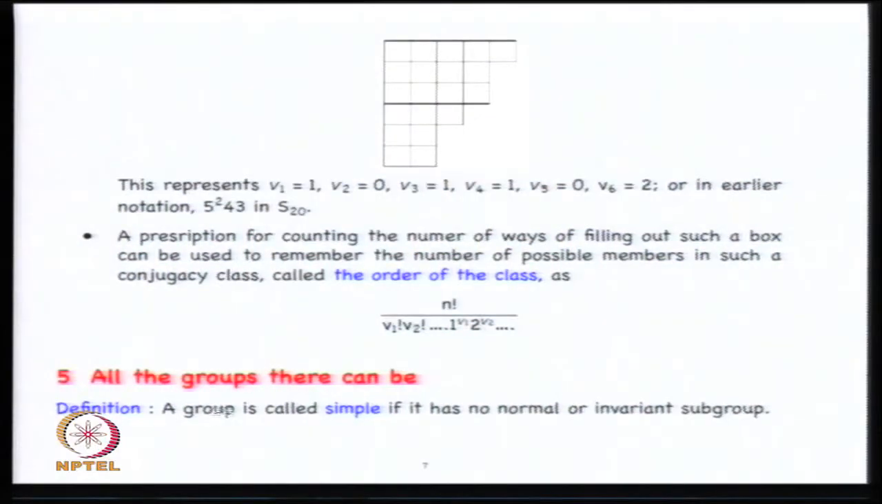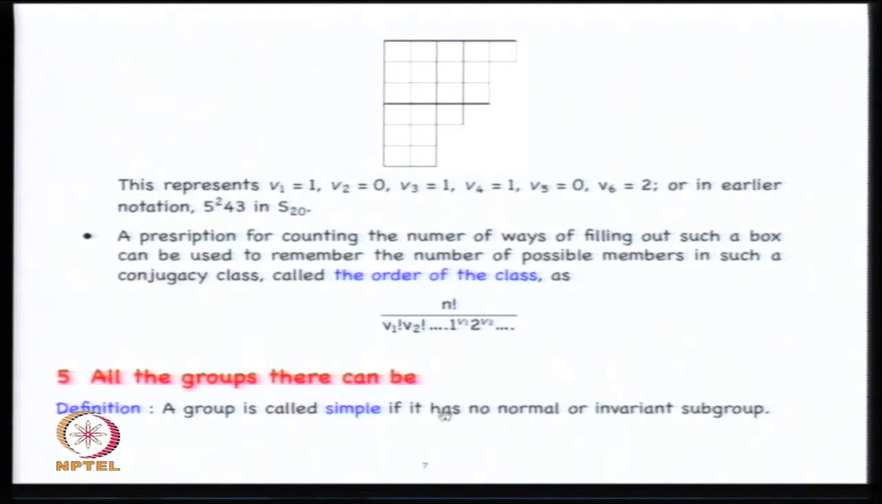Alright. So now I come to the more exciting part, which is that armed with all this knowledge, mathematicians got very excited and they said, can we find out all the possible groups there can be, because Sn gives you so much control. So it is called classification. To go towards classification, one first defines what is called a simple group. A group is called simple if it has no normal or invariant subgroup.